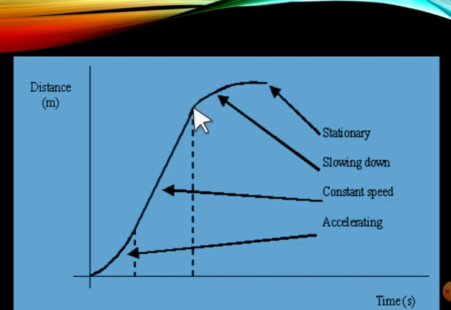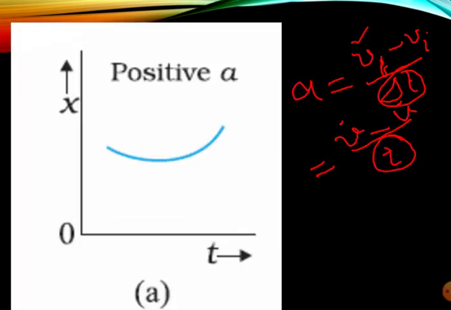If the curve is curving downward like this, then it represents that the body is slowing down, that means the velocity decreases. And if it is a straight line parallel to the time axis or x-axis, then it represents that the body doesn't move, that means the body is at rest. Now let's see the different types of distance time graph. Distance is denoted by x and drawn along the y-axis, time along the x-axis.